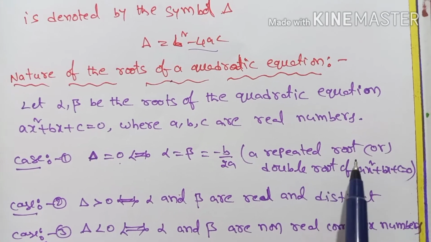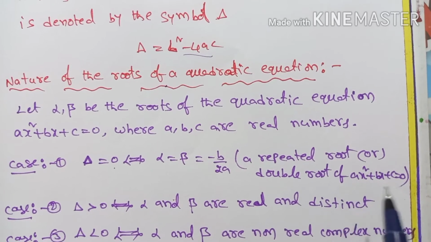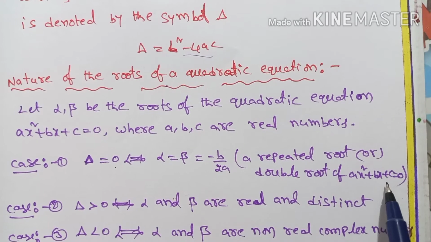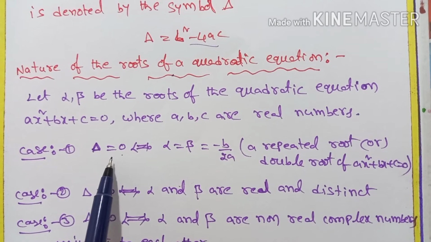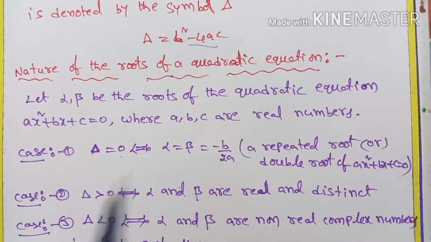Alpha is equal to minus b by 2a. A repeated root or double root of quadratic equation ax square plus bx plus c equal to 0. Delta equal to 0, delta value is 0. Roots are equal. Alpha is equal to beta.